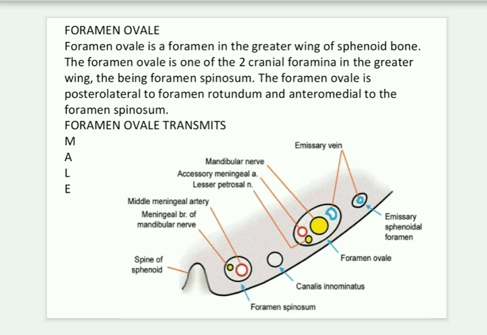Then what does the foramen ovale transmit? There is a mnemonic, MALE. M stands for middle meningeal artery, A for accessory meningeal artery, L for lesser petrosal nerve, E for emissary veins. So these are the transmissions of the foramen ovale, as you can see in this picture.